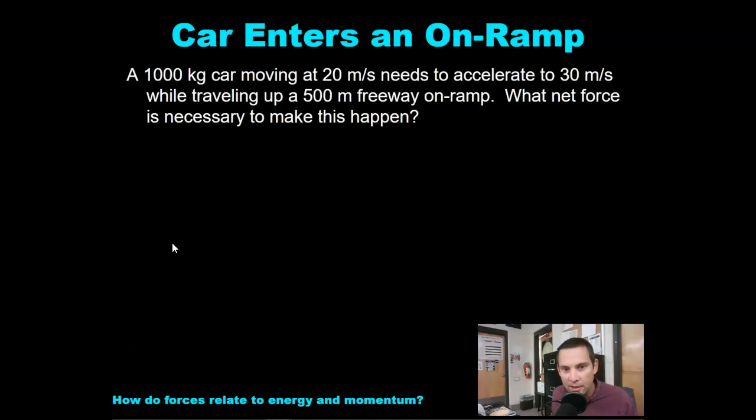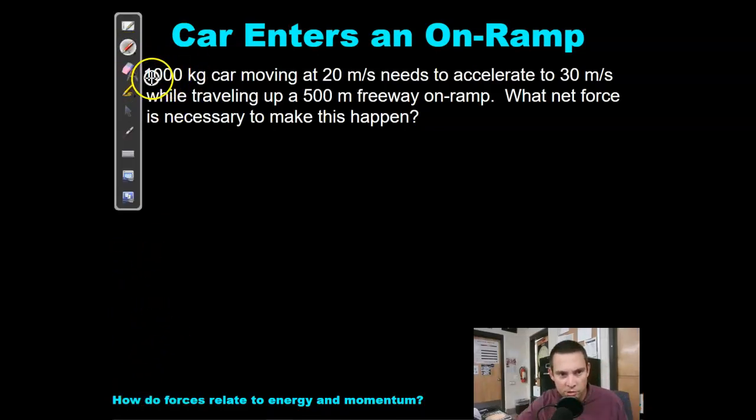A 1,000 kilogram car moving at 20 meters per second needs to accelerate to 30 meters per second while traveling up a 500 meter freeway on-ramp. What net force is necessary to make this happen? So remember your strategies. Think about the important information that you're seeing here. We know that this is a mass, an initial velocity, a final velocity, and here is our displacement. What net force? So we're looking for F net.